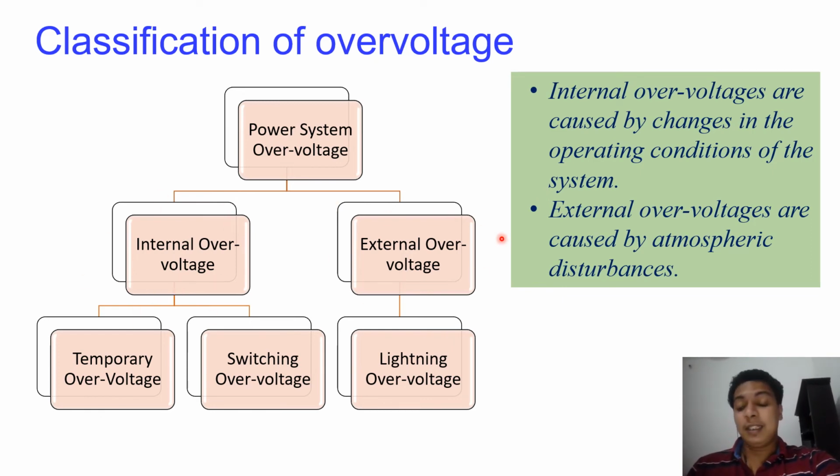External overvoltage is something happening due to atmospheric disturbance, something which is not in our hand. One such thing is the lightning overvoltage. Lightning is one form of electricity, right? So this is the classification of power system overvoltages. Internal overvoltages happen due to changes in the operating conditions of the system, and external overvoltages are caused by atmospheric disturbances like lightning.